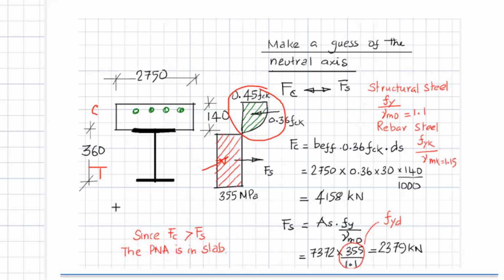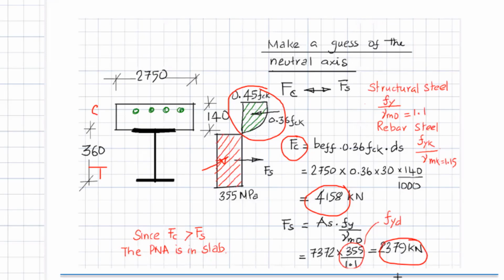Now you can see here, I can take the two parts. You can see the compression and tension. Now, I don't know, so I make an assumption. I'll take the full strength of concrete, that FC. I take the B effective and 0.36 FCK. I find this is my compression capacity. I find the steel, and this is the steel capacity.